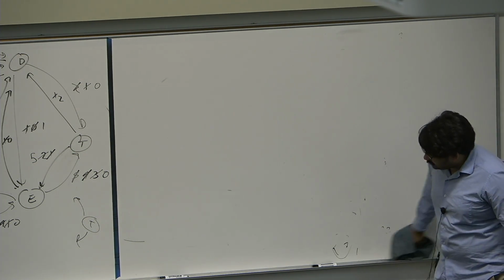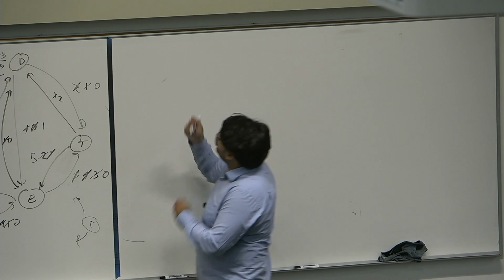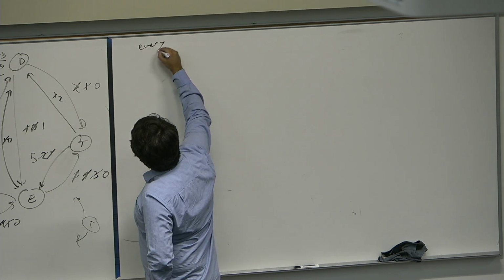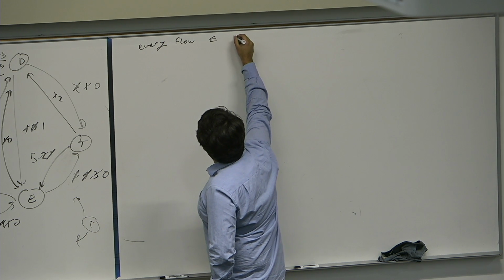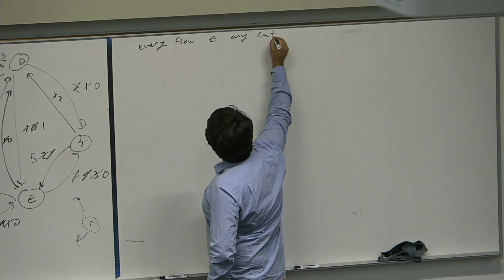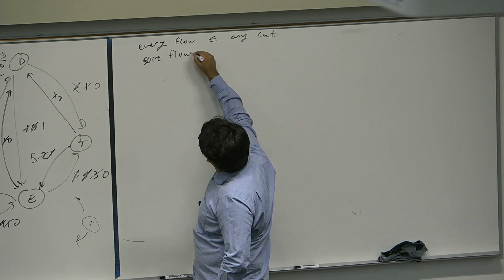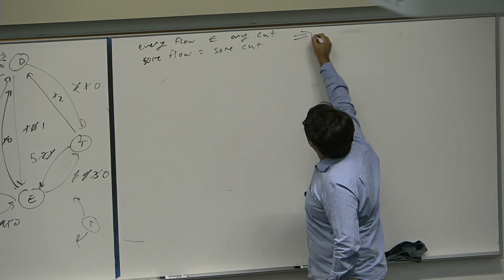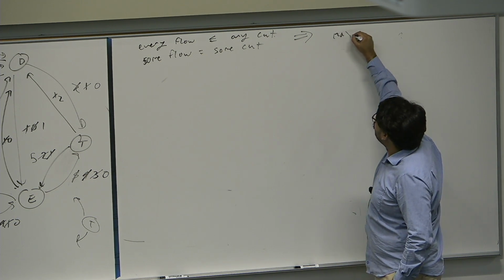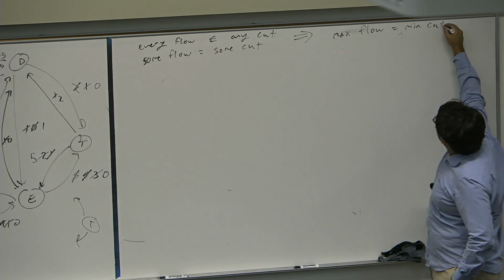So to prove 2 numbers are equal, it's sufficient to prove 2 things. First, we can argue every flow is less than or equal to any cut. Then some flow equals some cut. If we can prove those 2 things, that'll be enough for us to say that the max flow is equal to the min cut. Okay?